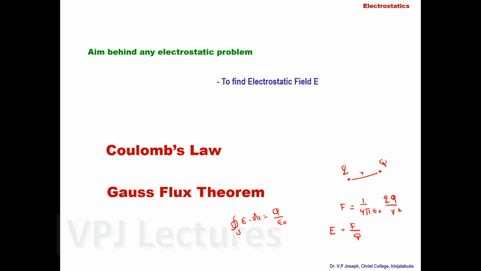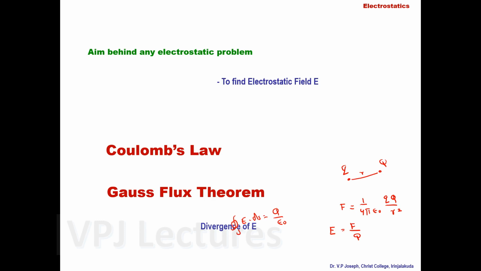In such situations, having spherical symmetry, cylindrical symmetry, or plane symmetry, the evaluation of the electric field is very easy by making use of Gauss flux theorem. So anyway, by these two methods, Coulomb's law and Gauss flux theorem, we are able to find the electric field due to electrostatics, that is a static charge, and we want to find the electric field E.